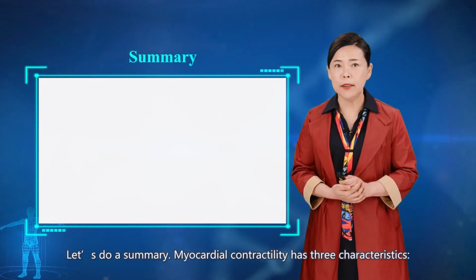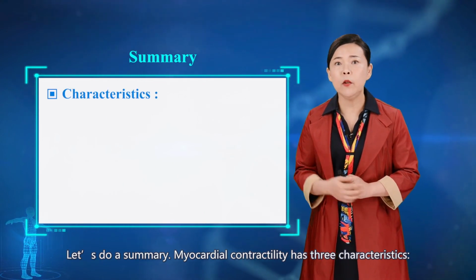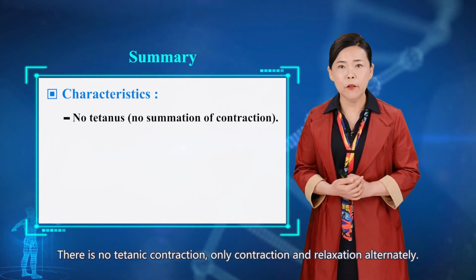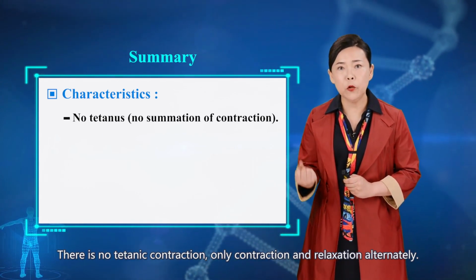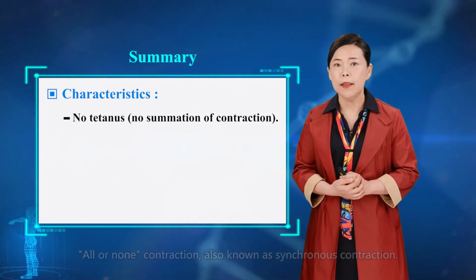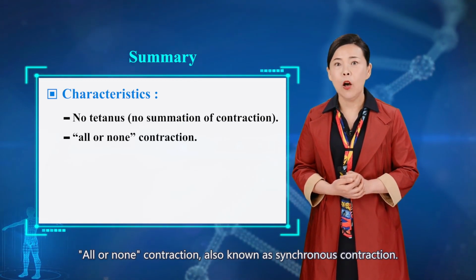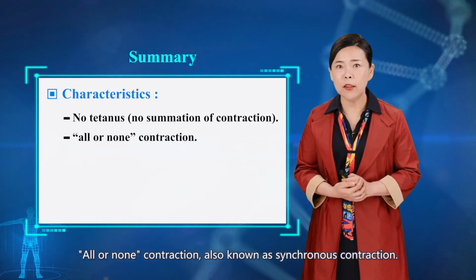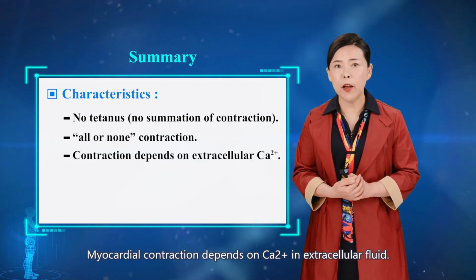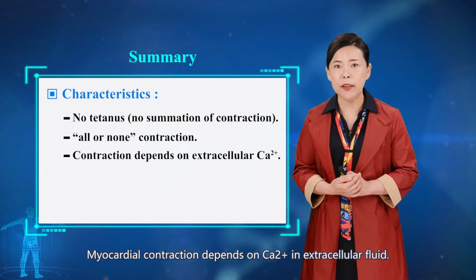Let's do a summary. Myocardial contractility has three characteristics. The first, there is no tetanic contraction, only contraction and relaxation alternately. The second, all-or-none contraction, also known as synchronous contraction. The third, myocardial contraction depends on calcium in extracellular fluid.